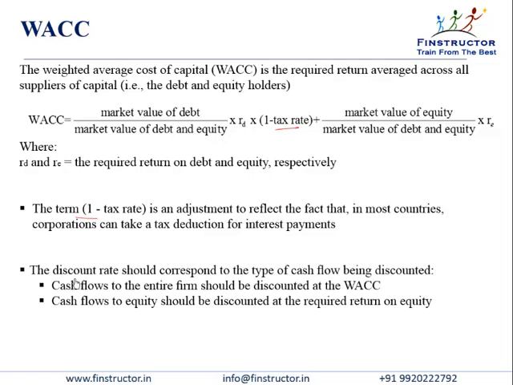And you should be very careful about which discount rate to use. So the discount rate should correspond to the type of cash flow being discounted. If you're discounting cash flows available to the entire firm, that is cash flows available to both debt and equity, then you need to discount by the weighted average cost of capital, or the WACC. If you're discounting cash flows only available to equity, then these need to be discounted at the required return on equity.